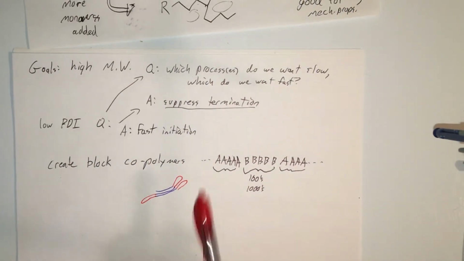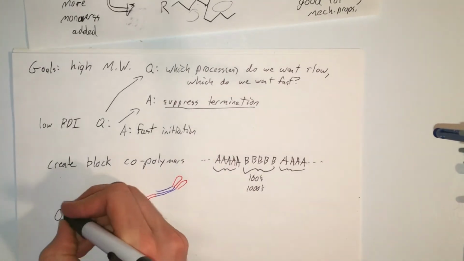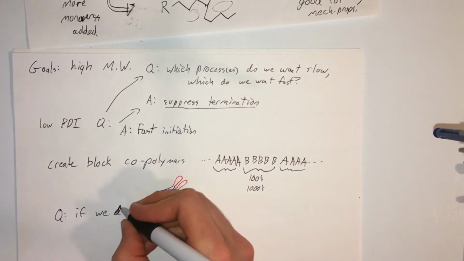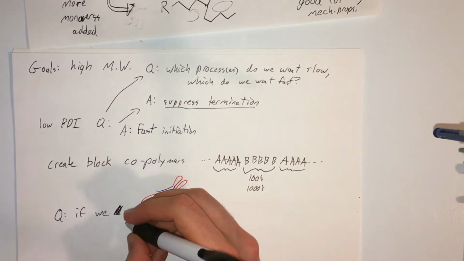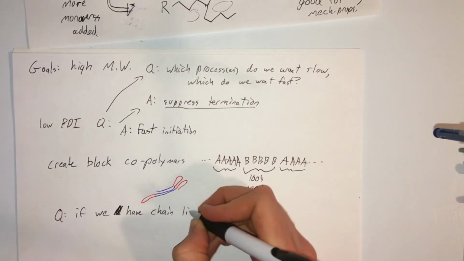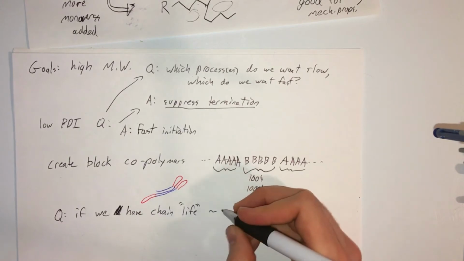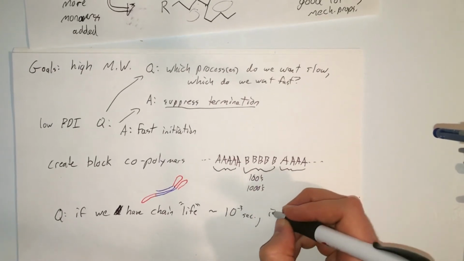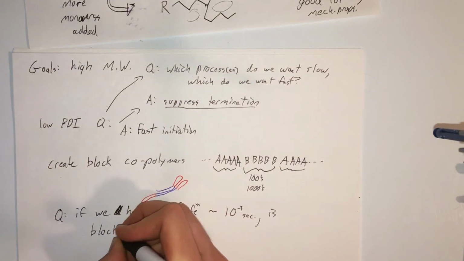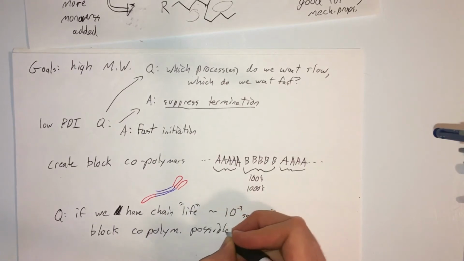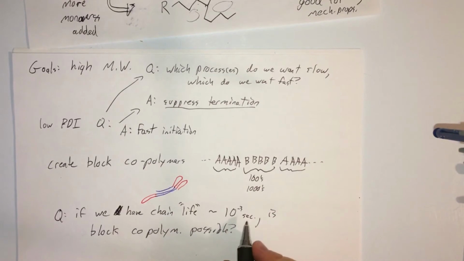So a question to think about is: if we have chain life on the order of milliseconds, 10 to the minus 3 seconds, is block copolymerization possible?